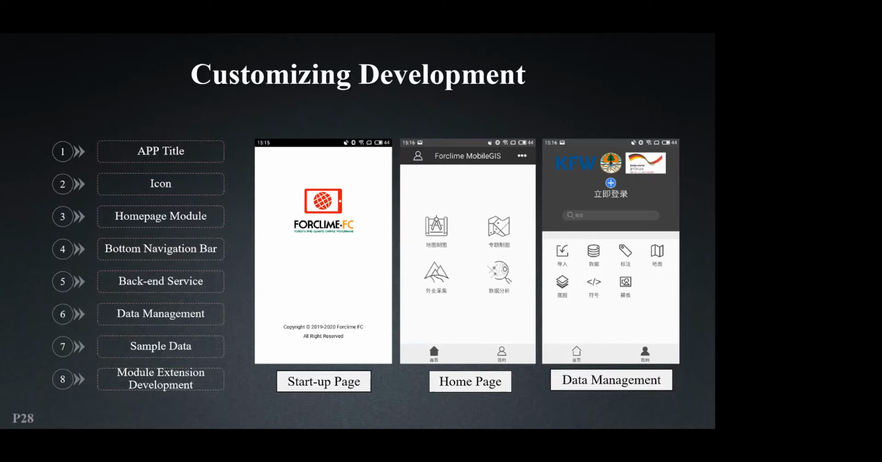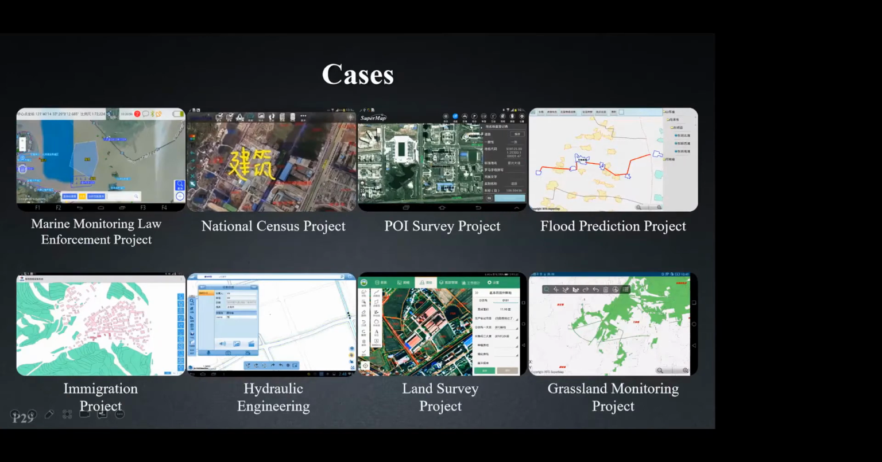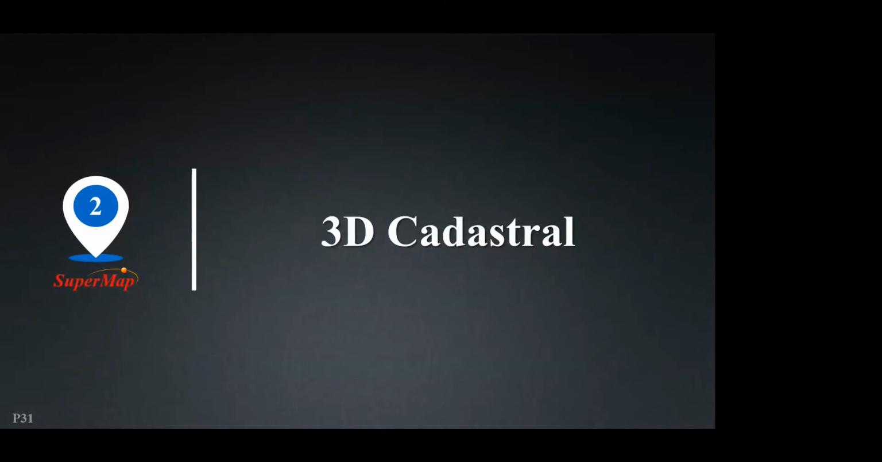And the SuperMap templates can be used in many fields, such as marine monitoring, national census projects, POI survey projects, immigration projects, and land survey projects. Any field which has mobile requirements can use the SuperMap template. So it is widely used. And then let's go to the second section, the 3D cadastre.